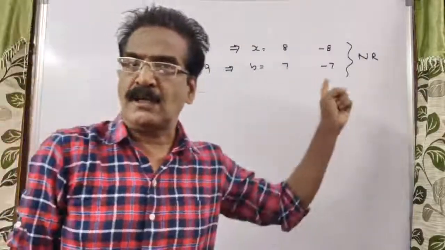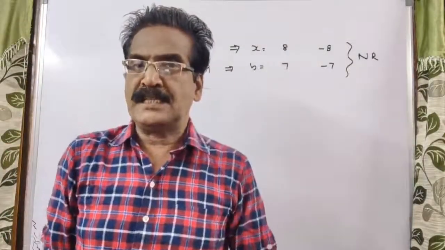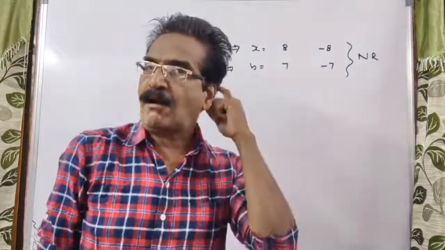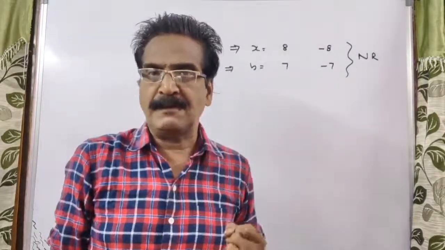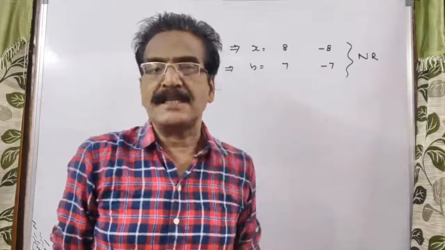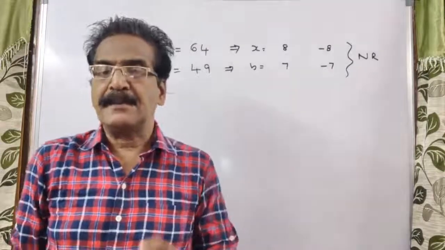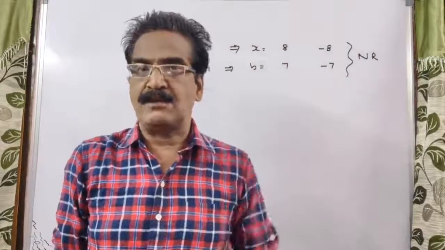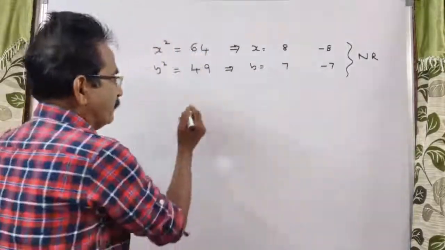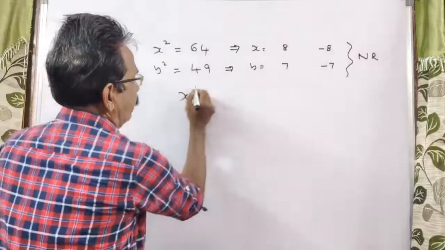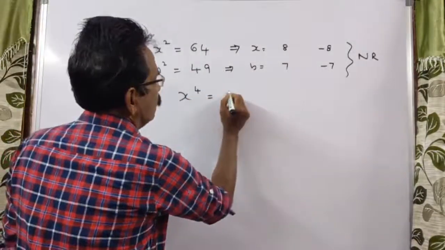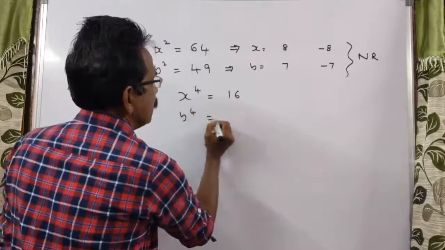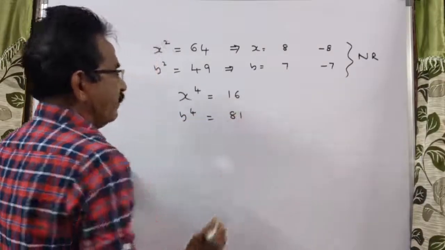See friends, not only for this, for all even powers of x and y, we cannot establish any relation between x and y, because for even powers we get plus or minus values. See, I should consider one more example. X power 4 is equal to 16, y power 4 is equal to say 81.